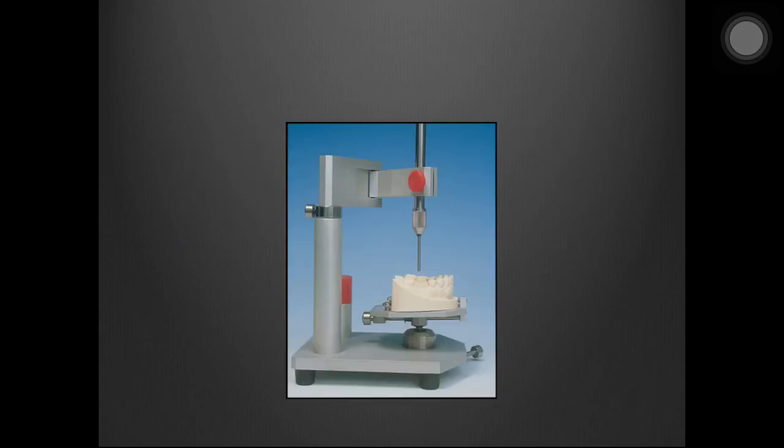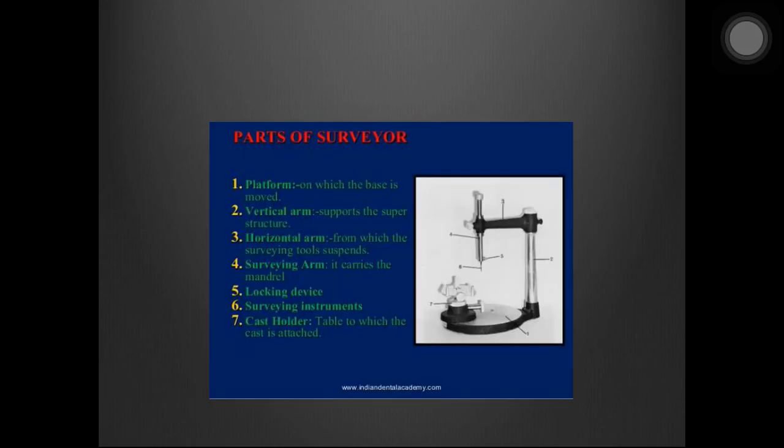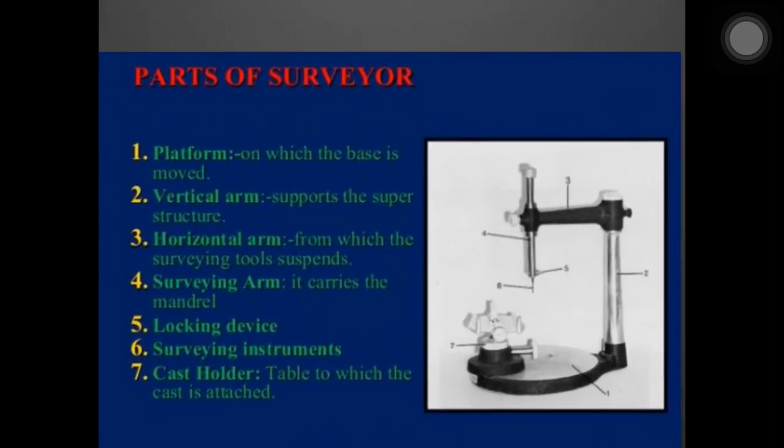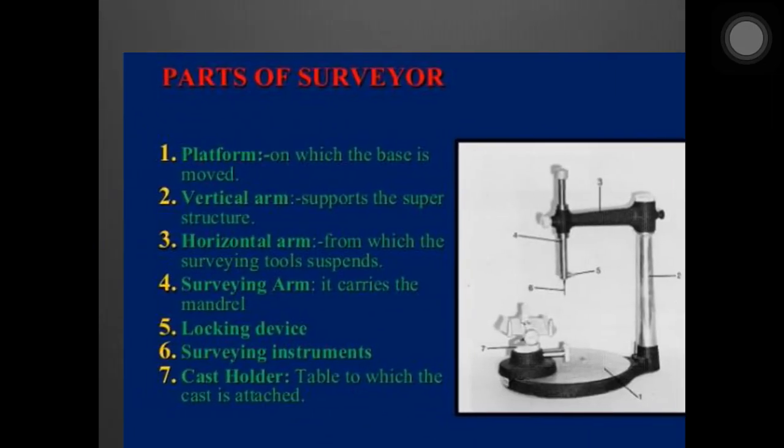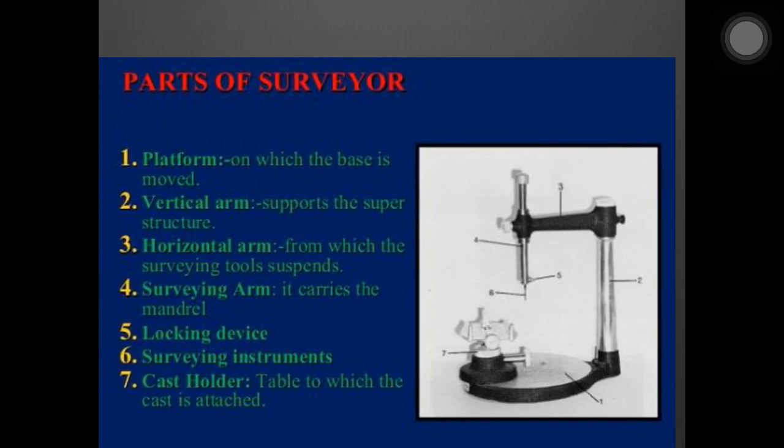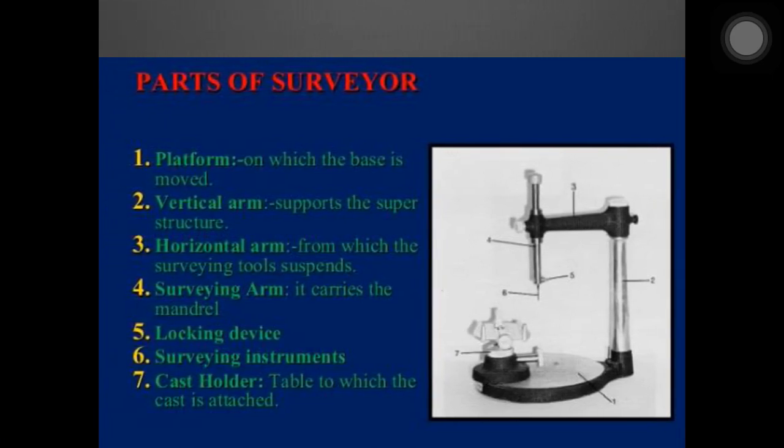This is what we call the Ney surveyor. The parts of a surveyor, regardless of its type, either a Ney surveyor or a Jelenko surveyor, include some integral parts: the platform on which the base is moved, and the vertical arm, basically the platform over which the dental cast is placed.